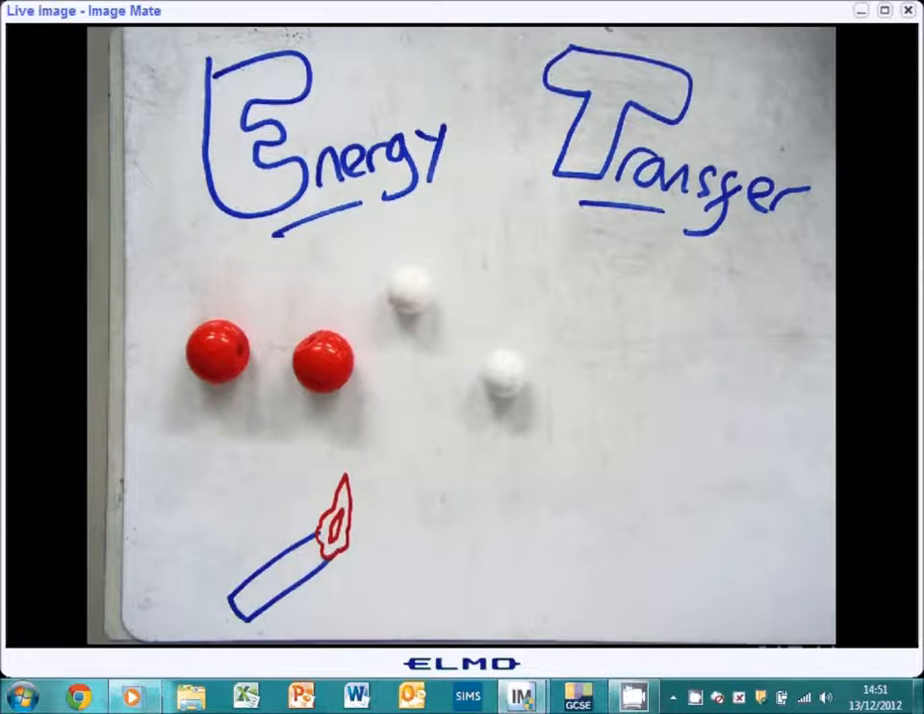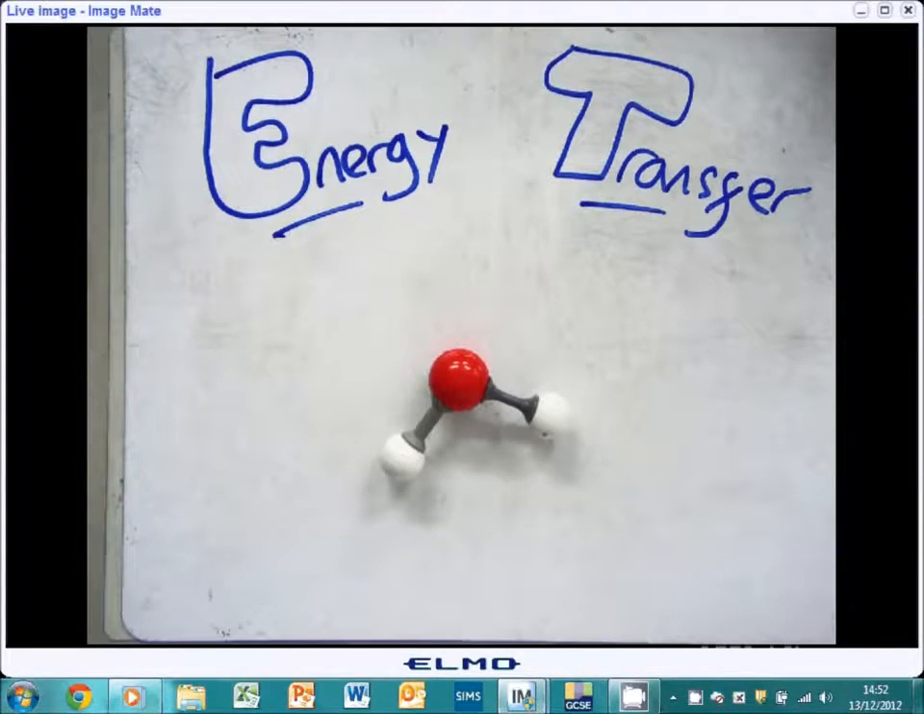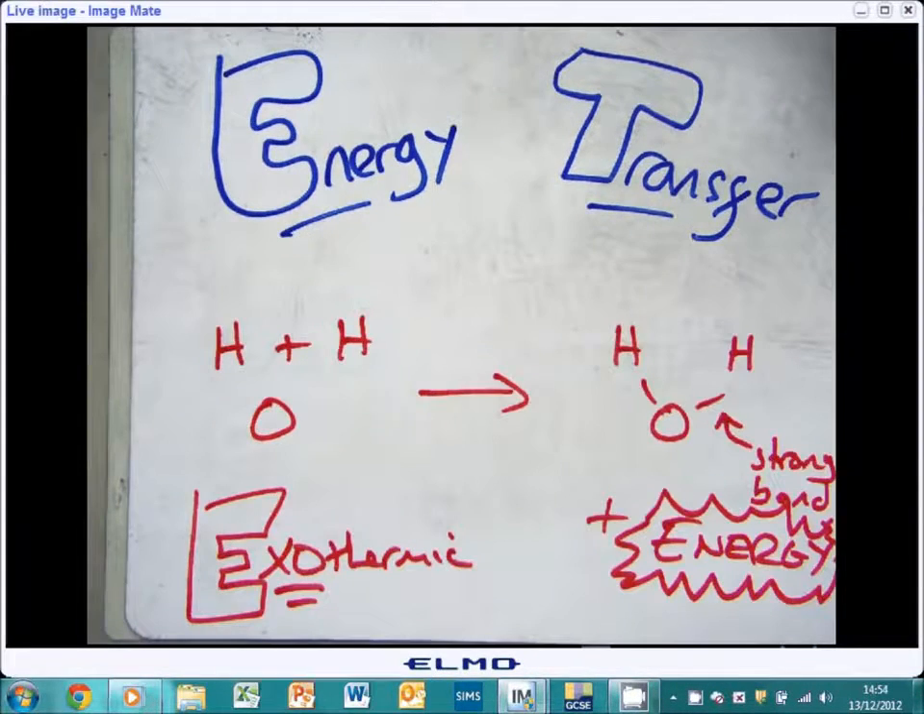Once all of the bonds are broken, new bonds start to form. This process gives out energy, which is called an exothermic process. So in this example, oxygen reacts with hydrogen to form H2O, water. So you put energy in, which is endothermic, to break the bonds. And when new bonds are formed, energy is given out, which is exothermic.